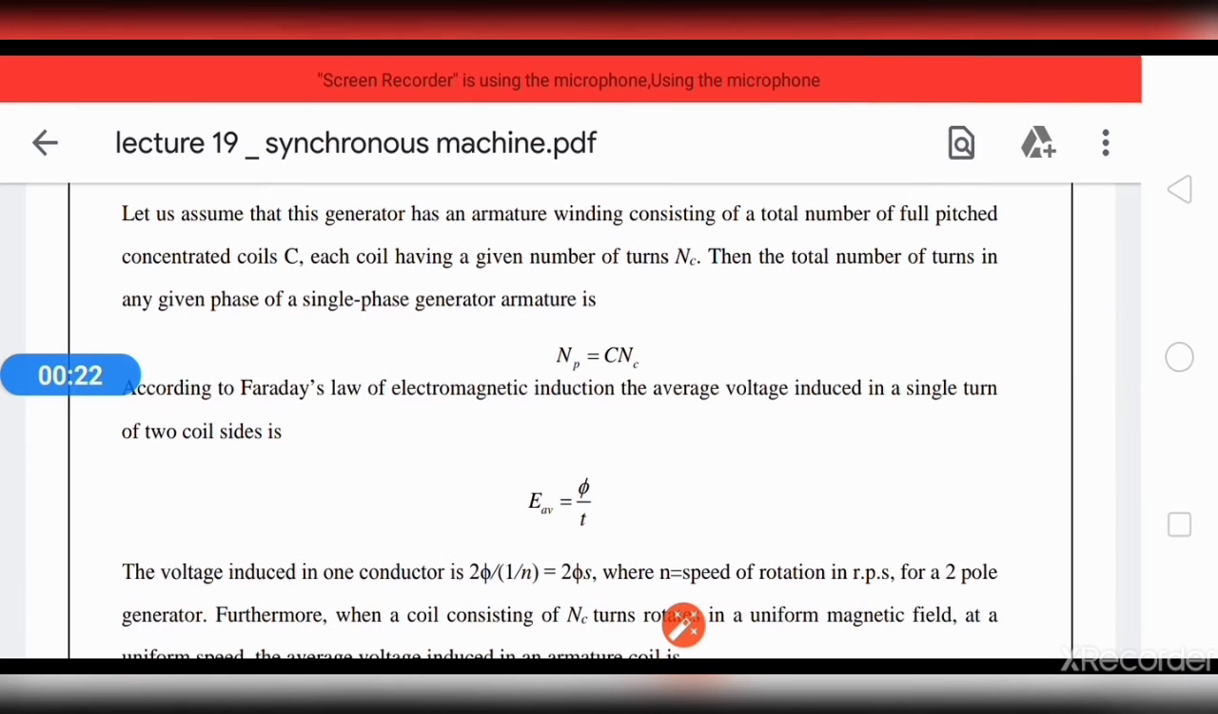Let us assume that this generator has an armature winding consisting of a total number of full pitch concentrated coils represented by capital C, and each coil is having a given number of turns Nc. So the total number of turns in any given phase for a single phase generator or armature is Np, the multiplication of capital C into the number of turns in each coil.